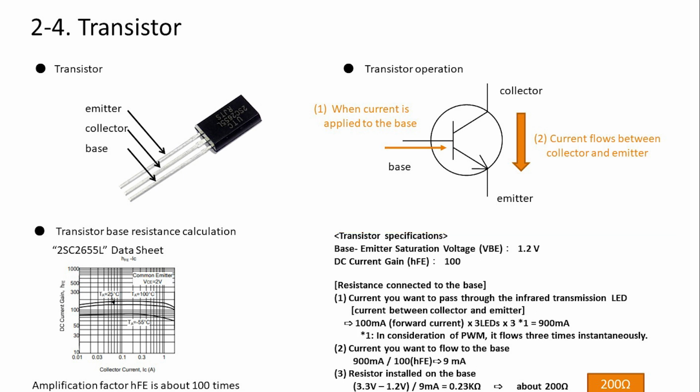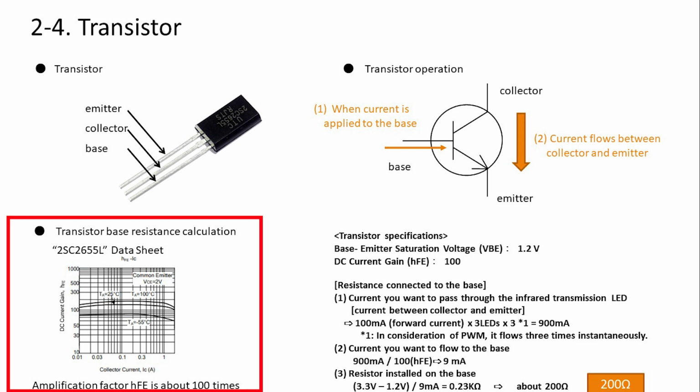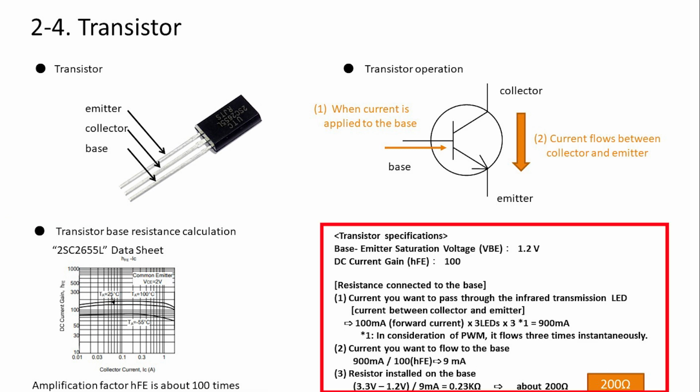We will calculate the resistance value to be connected to the base of the transistor. The transistor this time can amplify roughly 100 times, so the resistance of the base is calculated so that the current flowing between the base and the emitter is 1/100th of the current that you want to flow between the collector and the emitter.